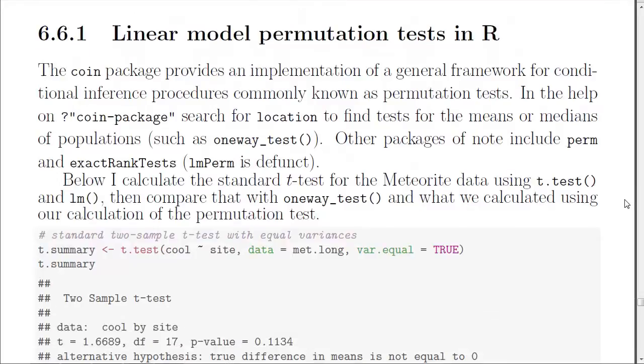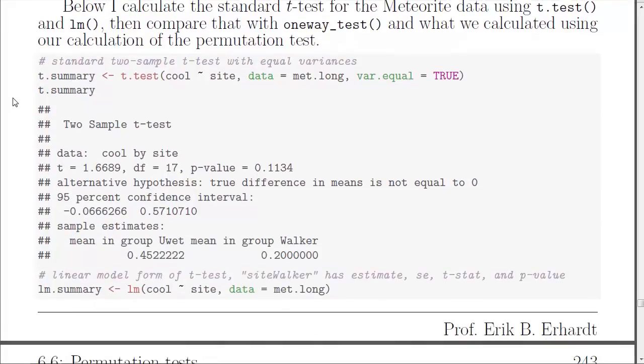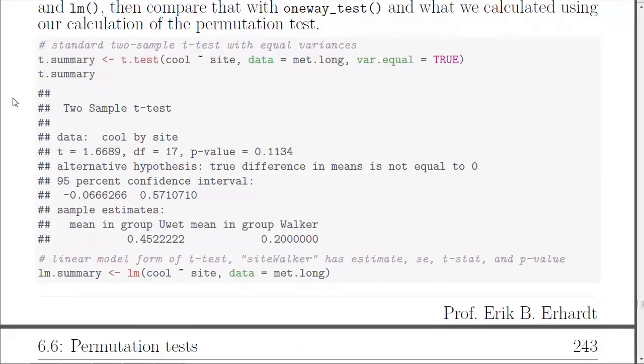The second part of this video is going to say how this permutation idea can be extended to linear models. There used to be a package called lmPerm for linear model permutation, but it's been discontinued. So the coin package is now the way of doing permutation tests, and it's pretty easy to use. So let's just see an example of how to use this. The big step for us in Advanced Data Analysis 1 is to reformulate our two-sample t-test as a linear model.